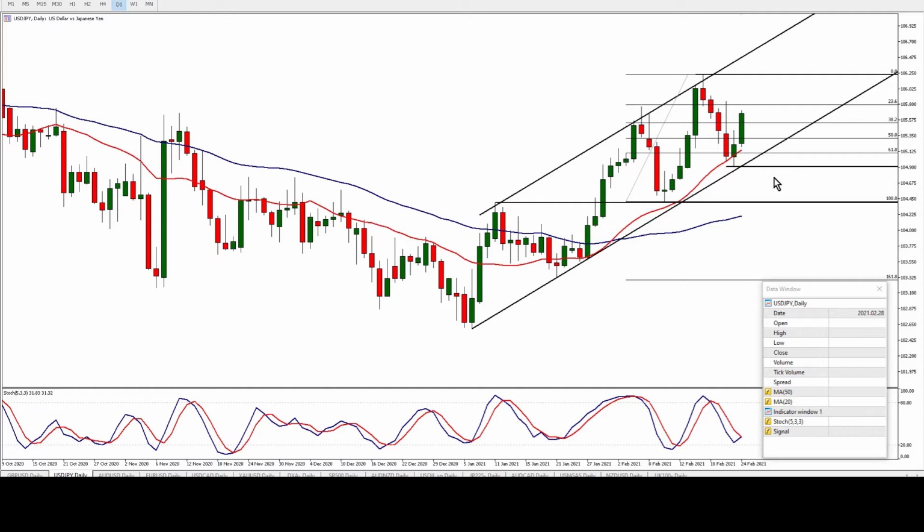The key supports are basically the nearest one obviously is here at 104.92 and the next one down here at 104.40. The key resistance at the moment is the high of this candle at 106.22.